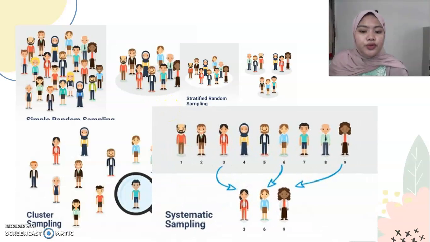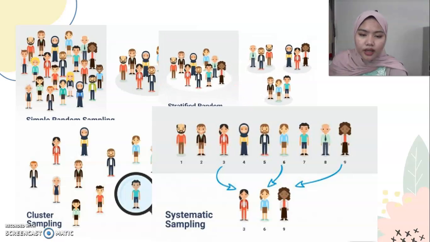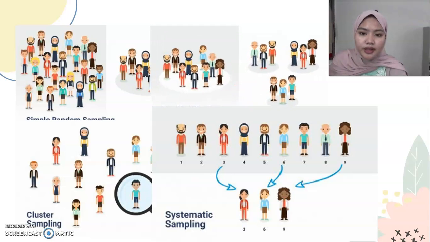We'll continue to systematic sampling. Systematic sampling is a method in which researchers choose the sample members of the population at regular intervals. And the last one, stratified random sampling, is a method in which researchers divide the population into smaller groups that don't overlap but represent the entire population.